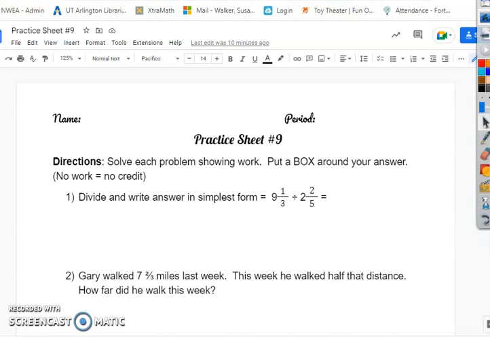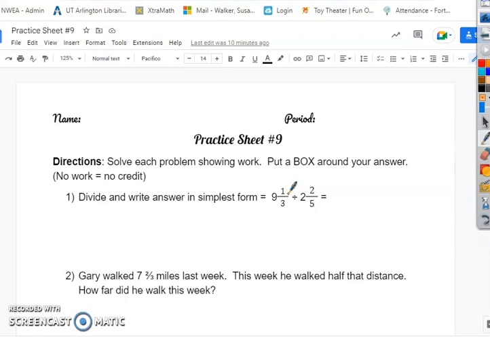Hey everyone, we're going to work on practice sheet number 9. Number 1 says divide and write answer in simplest form. Last week we had our first practice sheet with multiplying. This week we're going to have it with dividing. And many of you are getting much better at this.